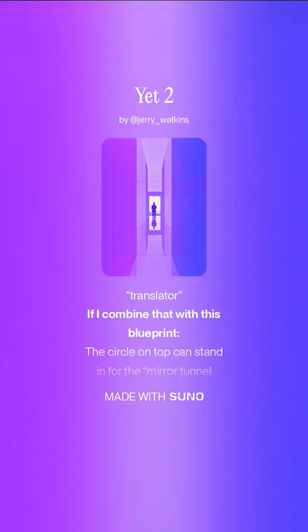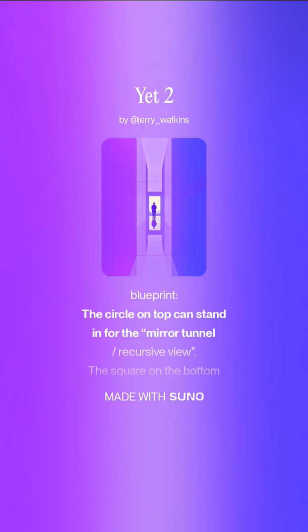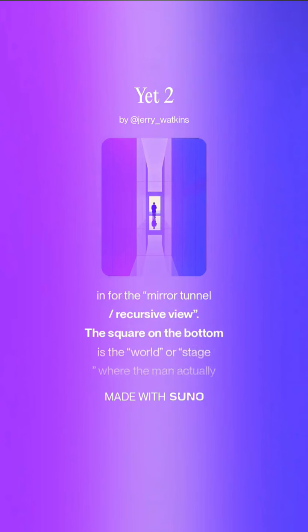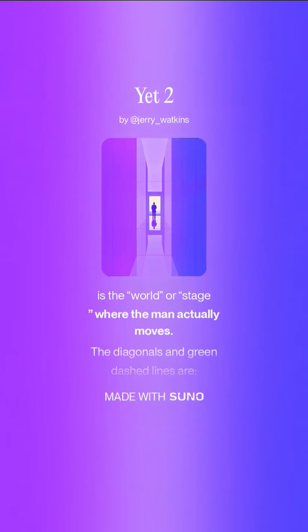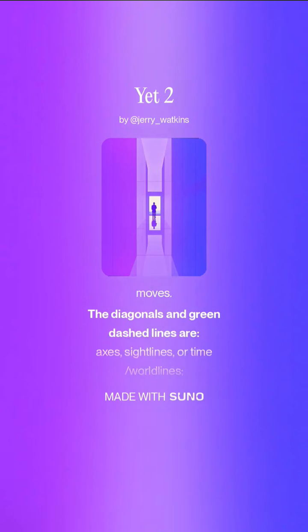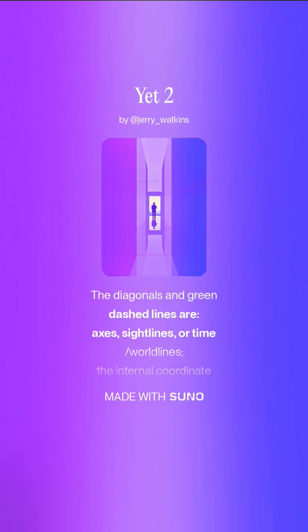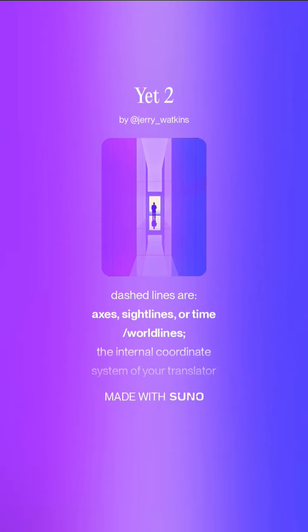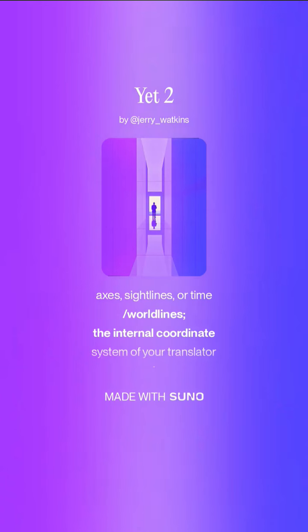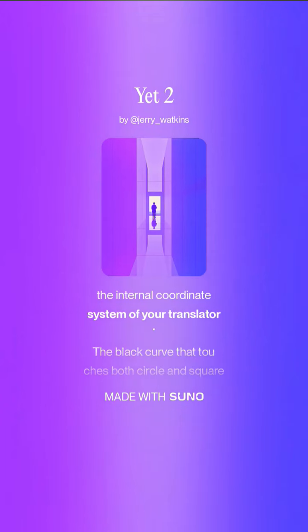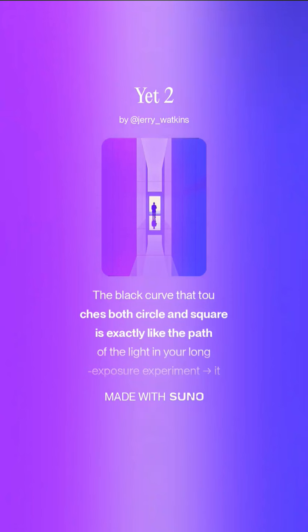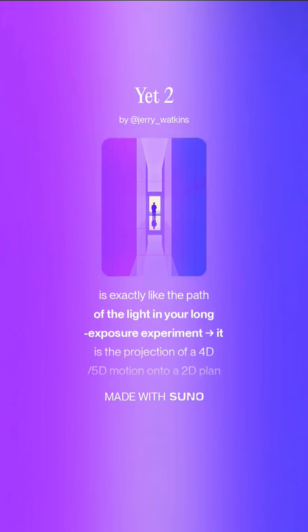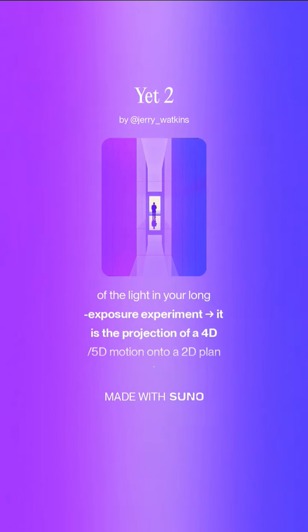If I combine that with this blueprint, the circle on top can stand in for the mirror tunnel view. The square on the bottom is the world or stage where the man actually moves. The diagonals and green dashed lines are axes, sight lines, time, world lines, the internal coordinate system of your translator. The black curve that touches both circle and square is exactly like the path of the light in your long exposure experiment.